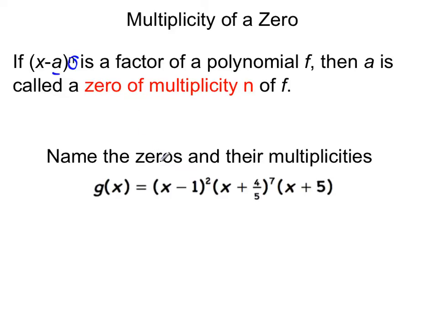So take a look at this function g. I want you to name the zeros and their multiplicities. Press pause, and when you're ready to hear the answer, press play again.